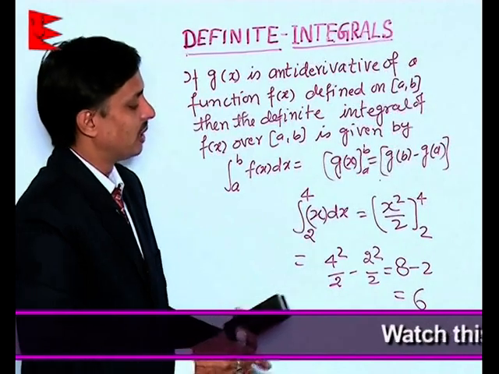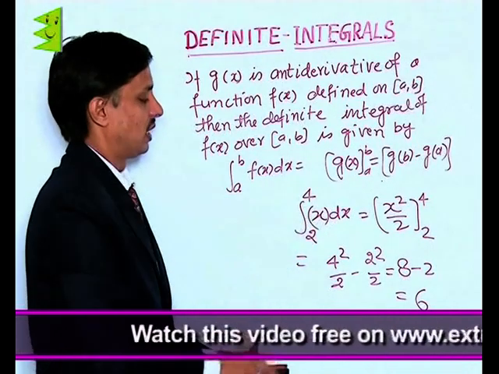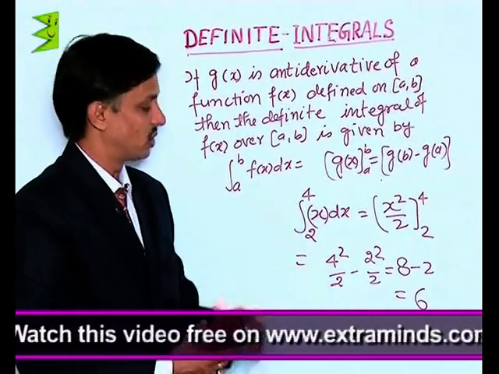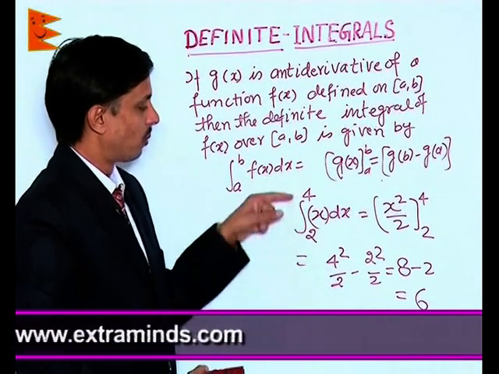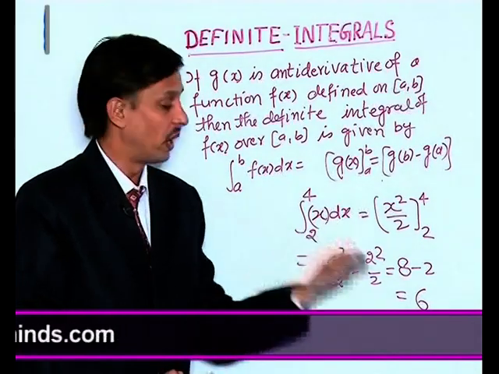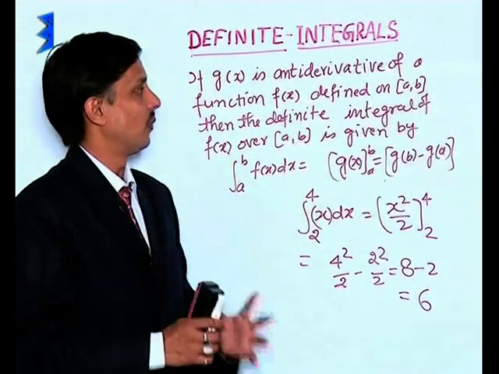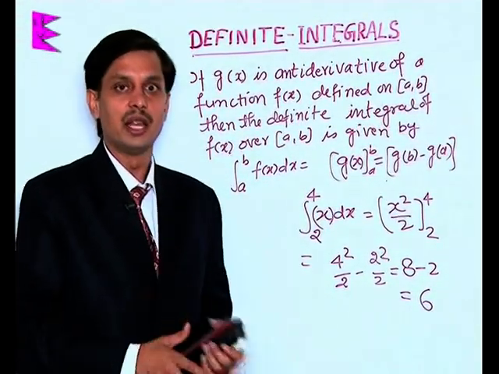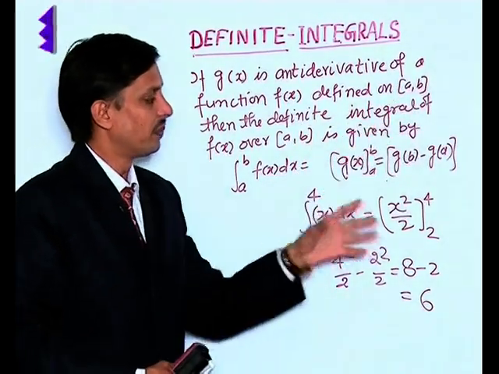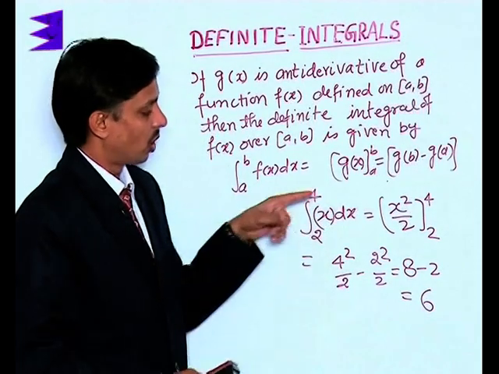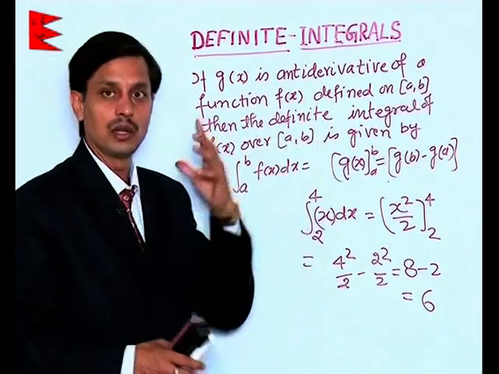So what is coming here? The value of the definite integral of the function x in the limits 2 to 4 is 6. If you change the limits to 1 to 2, from minus 2 to 4, from 0 to 7, accordingly the final answer of the definite integral will definitely change. So what is the definite integral? If we have the antiderivative of a function in the closed interval a to b, then the value of the integral at the upper limit minus the lower limit is known as the definite integral of the function.